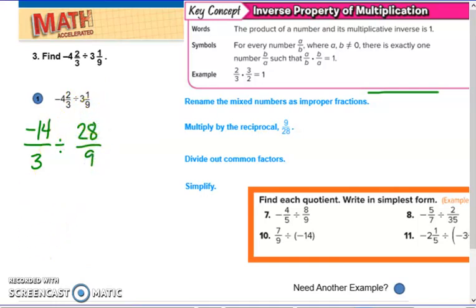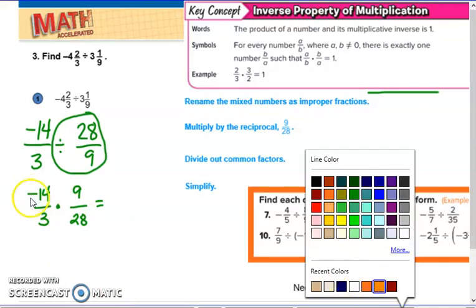Okay, so now I'm going to flip the second one and multiply. Multiply by the reciprocal. Here we go, so we're getting there. So it's -14/3, multiplied by 9/28. Oh, these could be some big ugly numbers. I am going to reduce first. If you don't want to, you don't have to, but you're going to be reducing by 14 at least. Okay, so let's go ahead and figure that out.